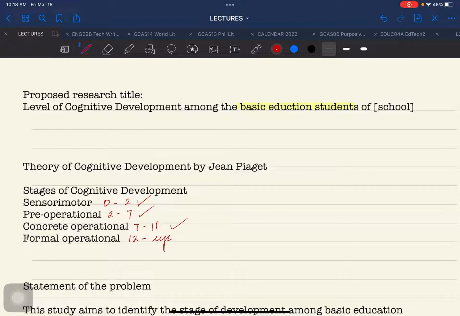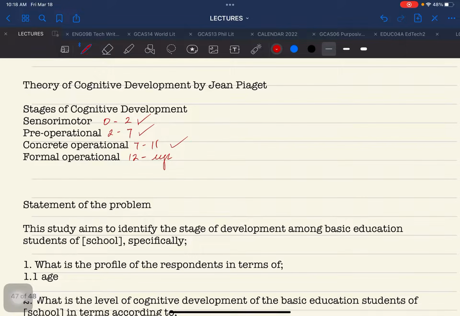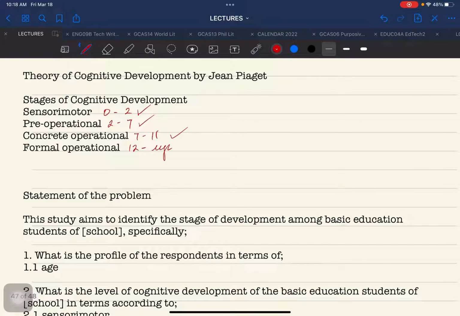Okay, now, how do we formulate the statement of the problem or the specific problem for this particular research title using this theory of cognitive development by Jean Piaget? The statement of the problem is composed of two parts, the general problem and the specific problem. You can either label them or not, but it's okay. So, this study aims to identify the stage of development among basic education students. Specifically, when you use the term specifically, it already connotes the specific problems.